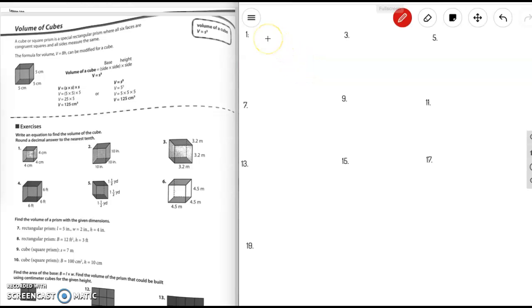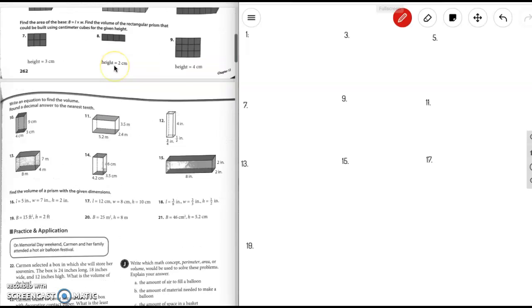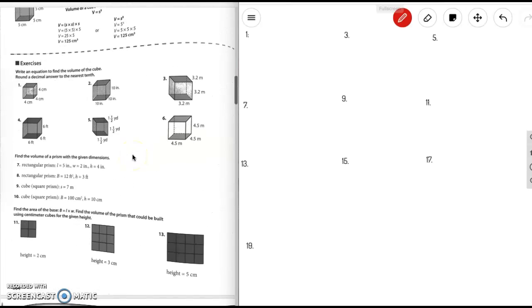Otherwise, the formula is pretty much the same, but because we have a cube where each side is equal, we can just do volume equals side cubed, meaning side times side times side. But essentially, it's still the same formula as length times width times height, okay?